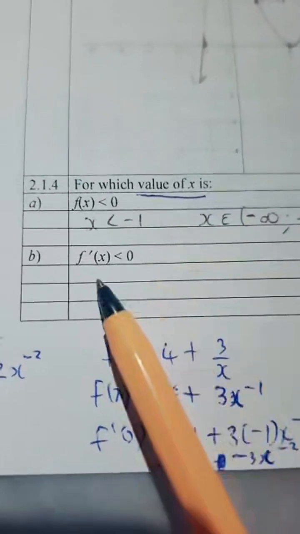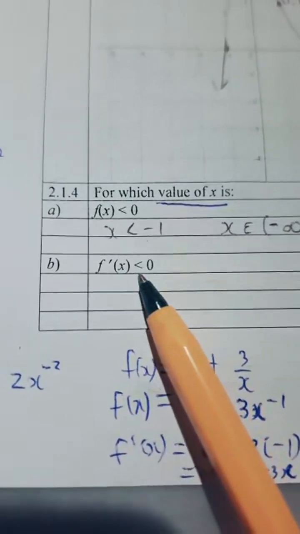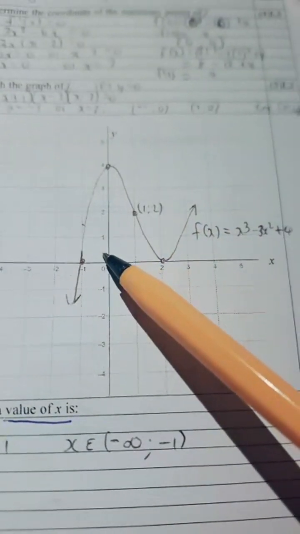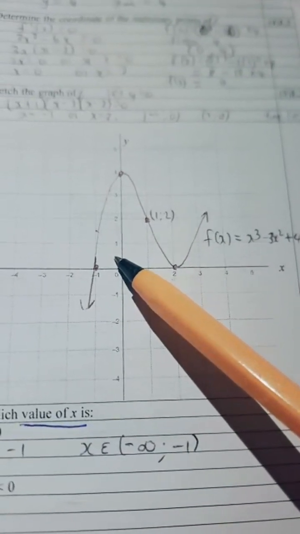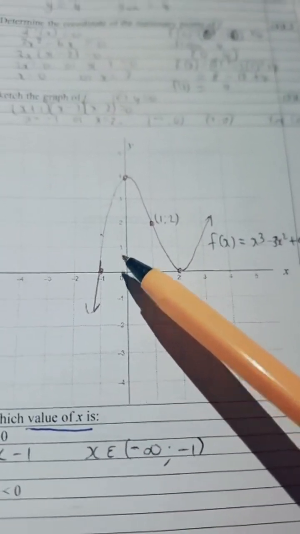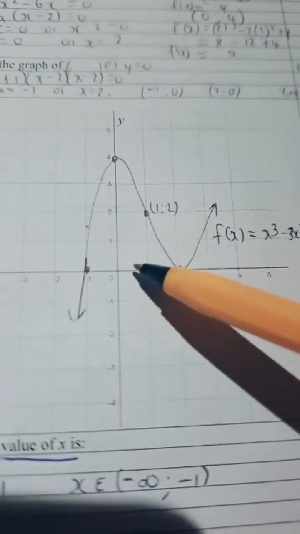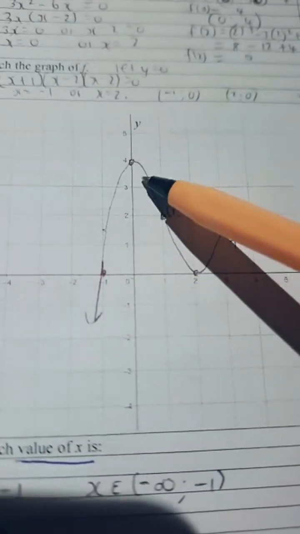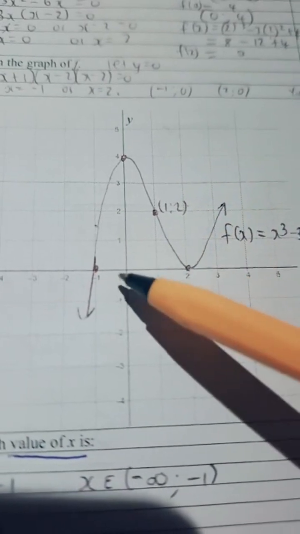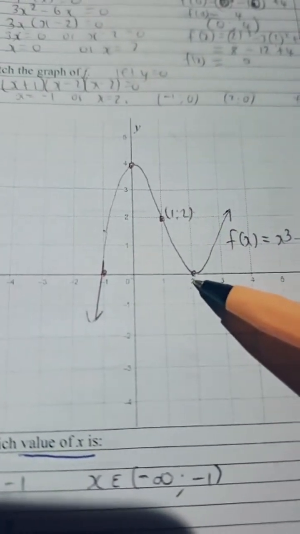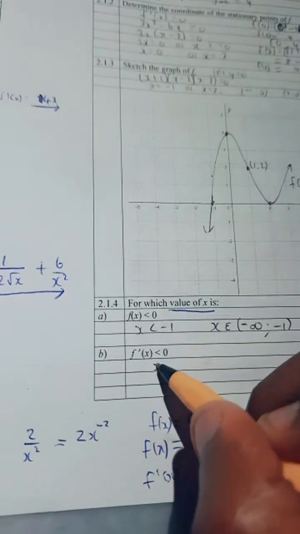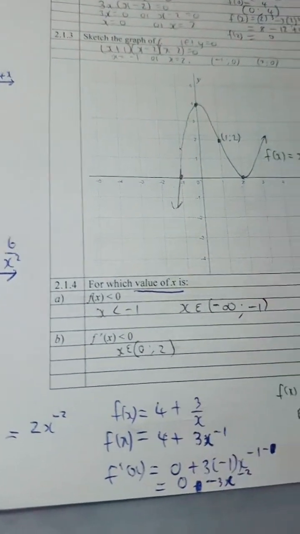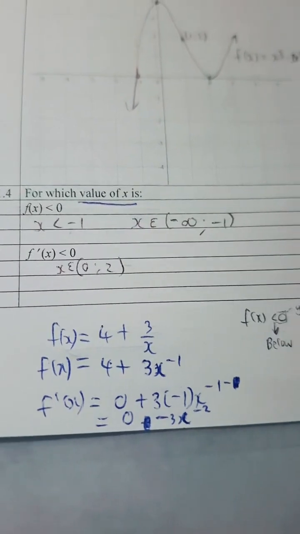For which values of x is f prime x less than 0? Right, so hopefully we can see where f prime x is less than 0. It's from 0 to 2, because that's where we are decreasing. So we can say x is an element of the open interval (0; 2). Done.